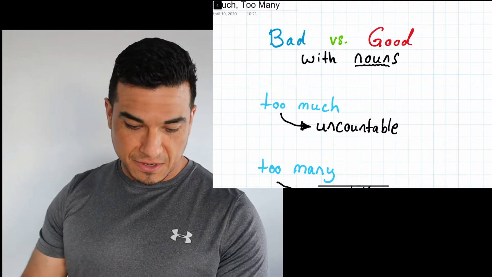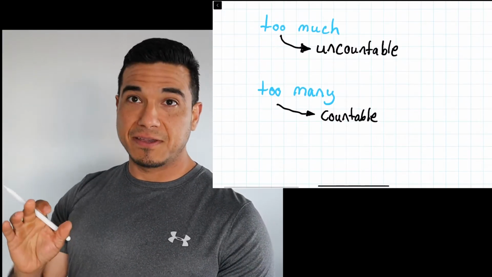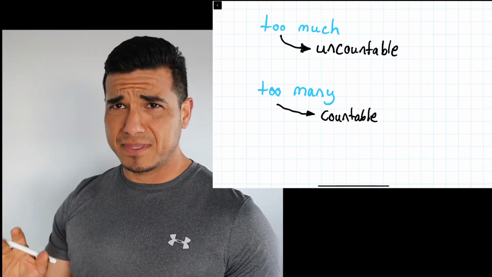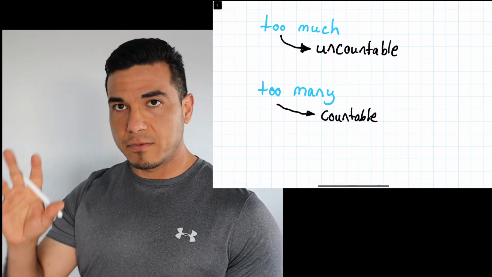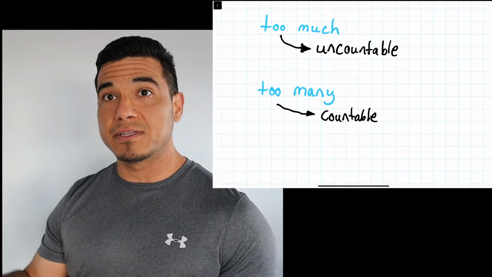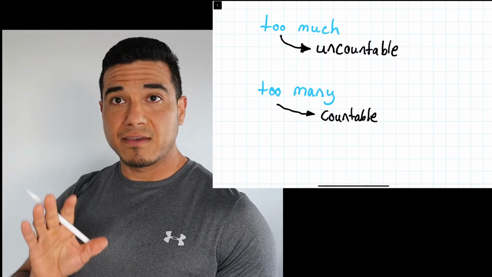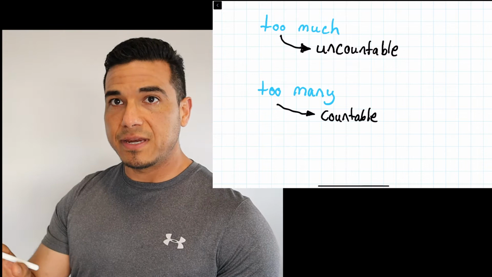But anyway, let's go ahead and take a look at these first two expressions. These fall under what are considered the negative category, the bad category, when we're referring to nouns, where I have too much and too many.